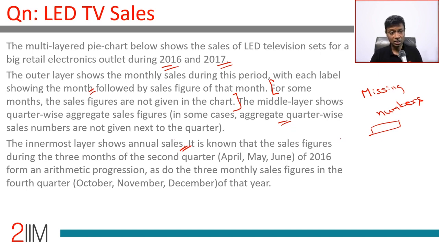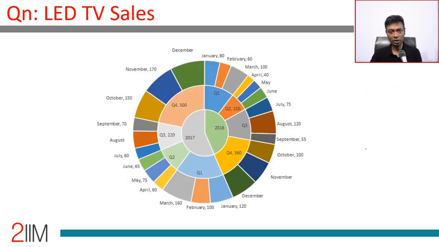It is known that the sales figures during the 3 months of the second quarter of 2016 form an arithmetic progression. So do the 3 monthly sales figures in the fourth quarter of that year. So Q2 2016 and Q4 2016 form an AP. And the AP idea is very useful. Remember, in any arithmetic progression, the middle term is the average of the terms. Average of n terms. Here there are 3 terms. Middle term is the average of the 3 terms. Wonderful. This is the diagram.